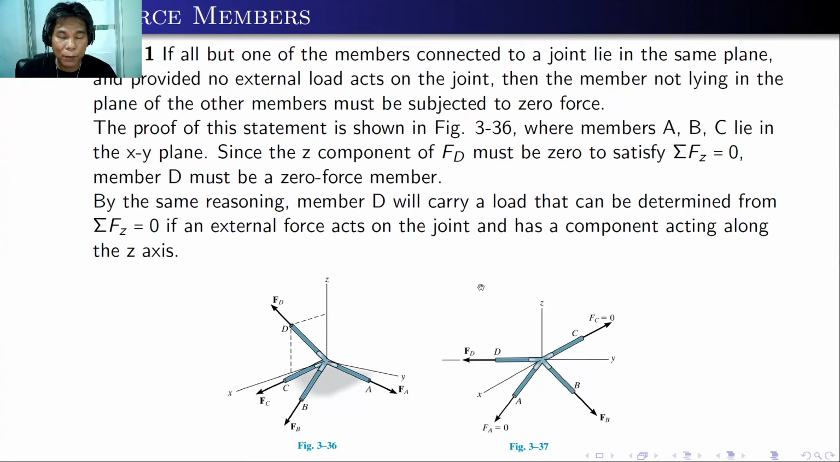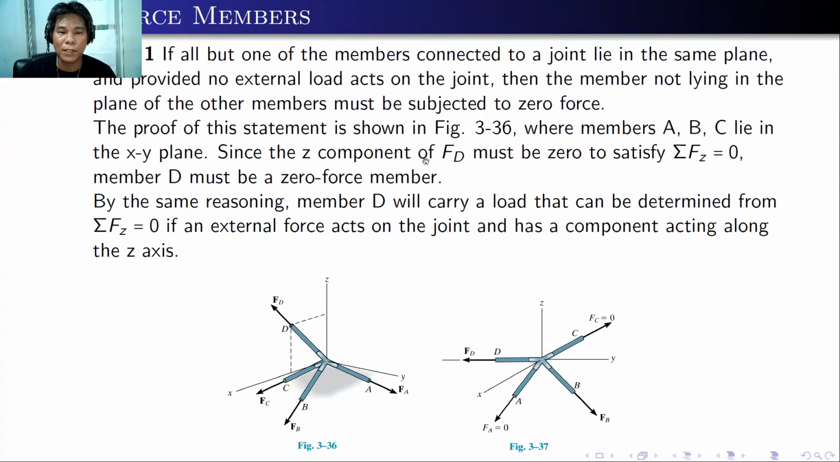Also, for the zero force members, it's important that you recognize this one. There are two cases. Case one, if all but one of the members connected to a joint lie in the same plane, and provided no external load is acting on the joint, then the member not lying in the plane of the other members must be subjected to zero force. Remember that one: if all but one of the members connected to a joint lie in the same plane and there is no external load, then the other member not on the plane is subjected to zero force.